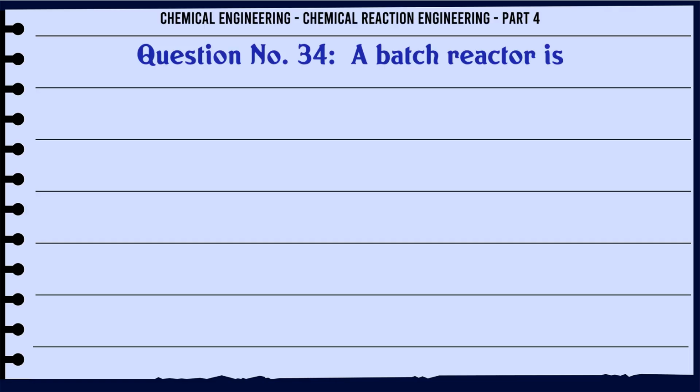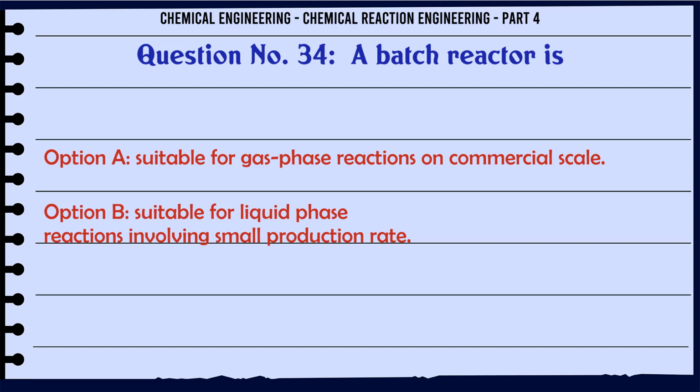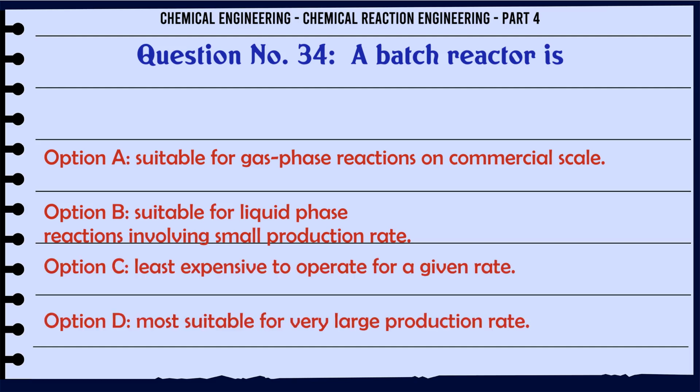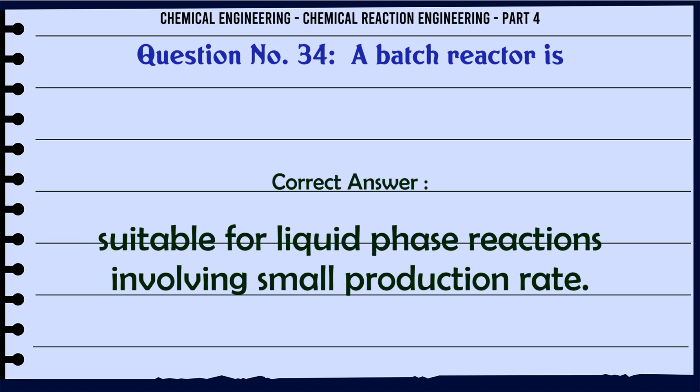A batch reactor is: A. Suitable for gas phase reactions on commercial scale. B. Suitable for liquid phase reactions involving small production rate. C. Least expensive to operate for a given rate. D. Most suitable for very large production rate. The correct answer is suitable for liquid phase reactions involving small production rate.